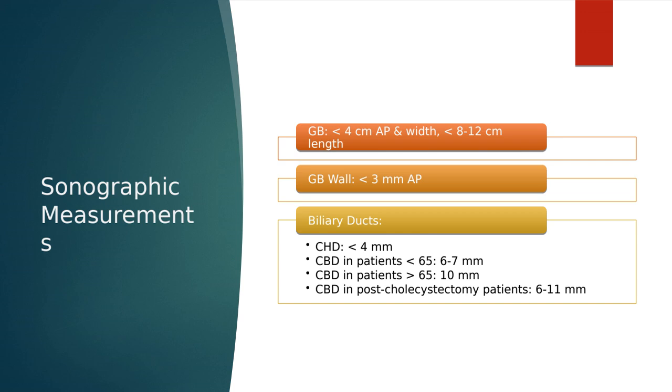Our measurements, so what is considered normal, what is not. As we know, our gallbladder in and of itself, we don't particularly care about the measurements of the gallbladder. We're really not even taking measurements of the gallbladder. There are, like we said, some conditions that can result in an abnormally large or extended gallbladder, and we'll learn about that next semester. What we do care about is the gallbladder wall being less than 3 millimeters in an anterior to posterior diameter.